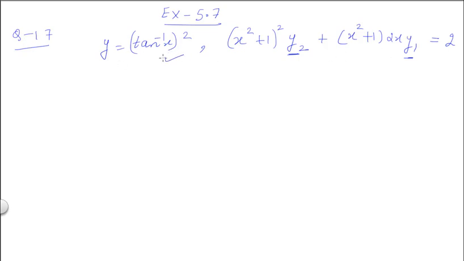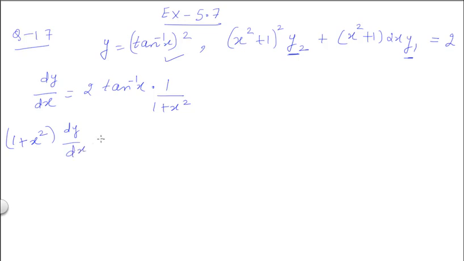So let us differentiate our equation with respect to x first. dy by dx will be equal to, first of power function, you get 2 tan inverse x. Then tan inverse x differentiation is 1 upon 1 plus x square. Multiply both the sides of the equation with 1 plus x square so that use of quotient rule is avoided, which is more time consuming. So we can write the equation as this now, after multiplying both the sides with 1 plus x square.